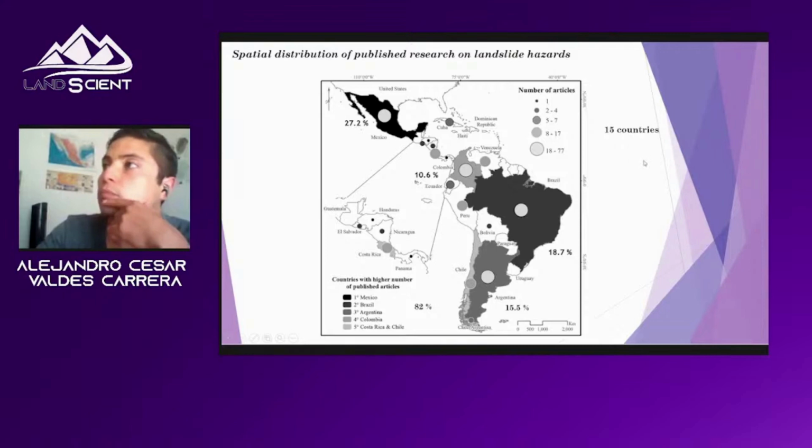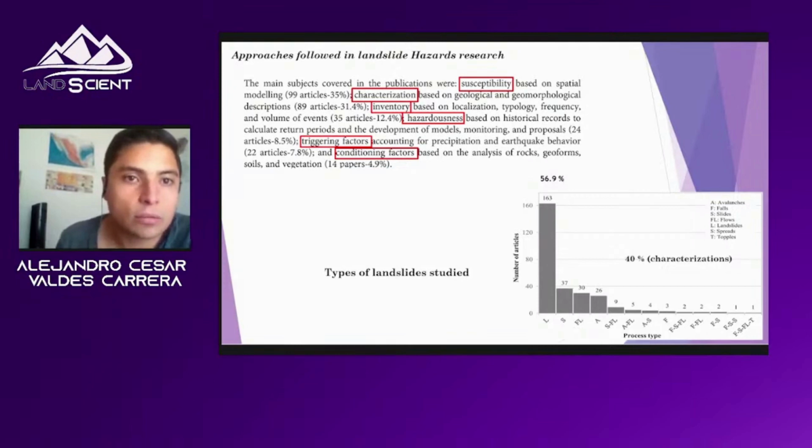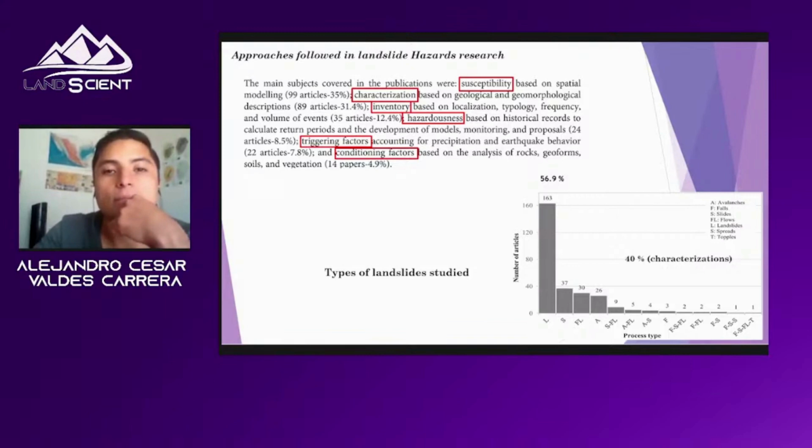About the approaches followed in this research, the main subjects covered in the publications were susceptibility, followed by characterization, inventory, hazardousness, triggering factors, and conditioning factors. The types of landslides studied were mainly referred to as landslides, followed by slides, flows, and avalanches. Other researchers referred to those processes as a mix of those.